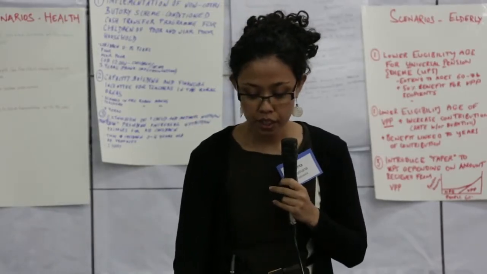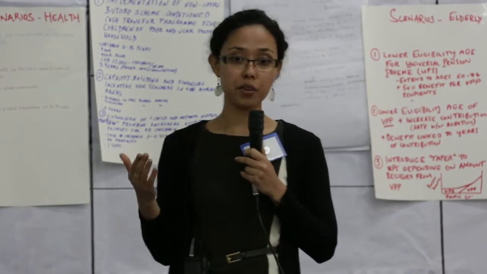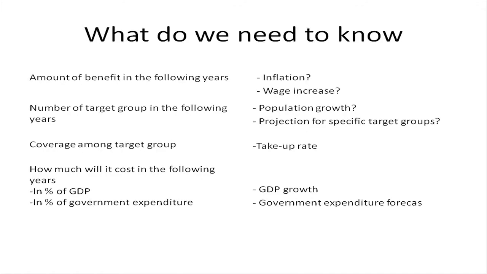But then we need more information than that. We need first the amount of benefit in the following years. So we have information of the amount we want to give now and how much we would give next year and the year after. There are some options. Do we use, as I've explained earlier, inflation for the increase of benefit, or do we use wage increase, for instance, or do we use other types of parameters?